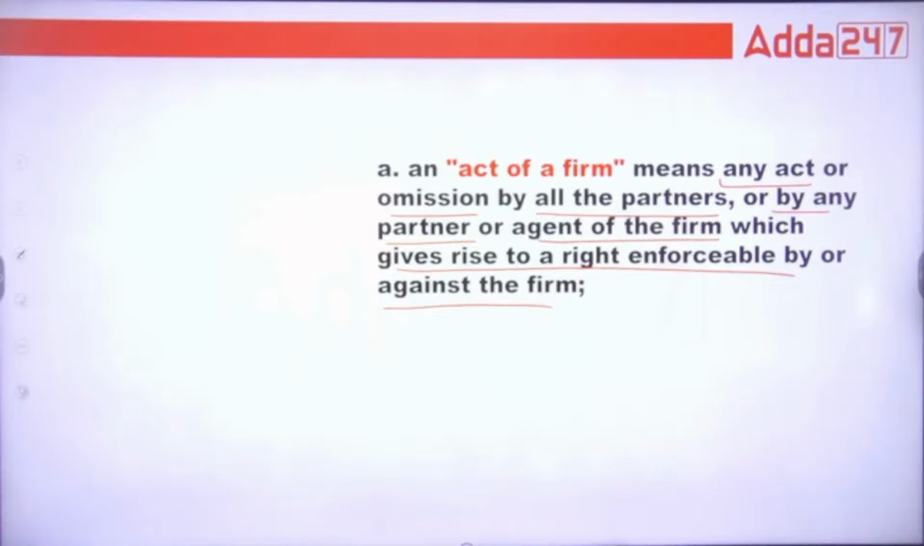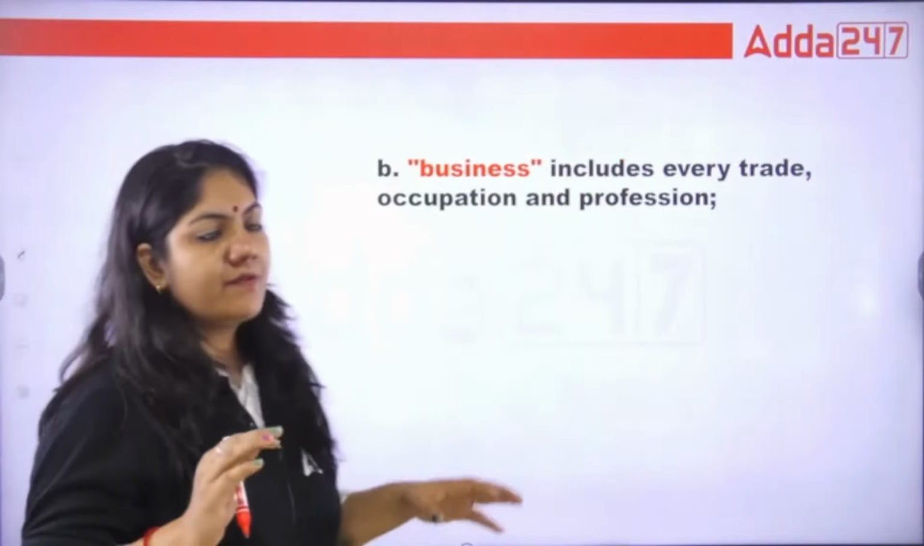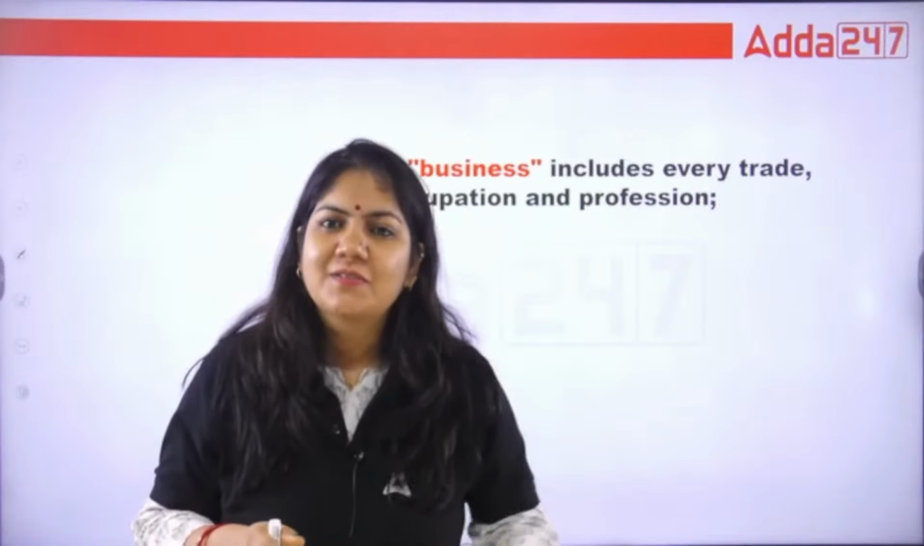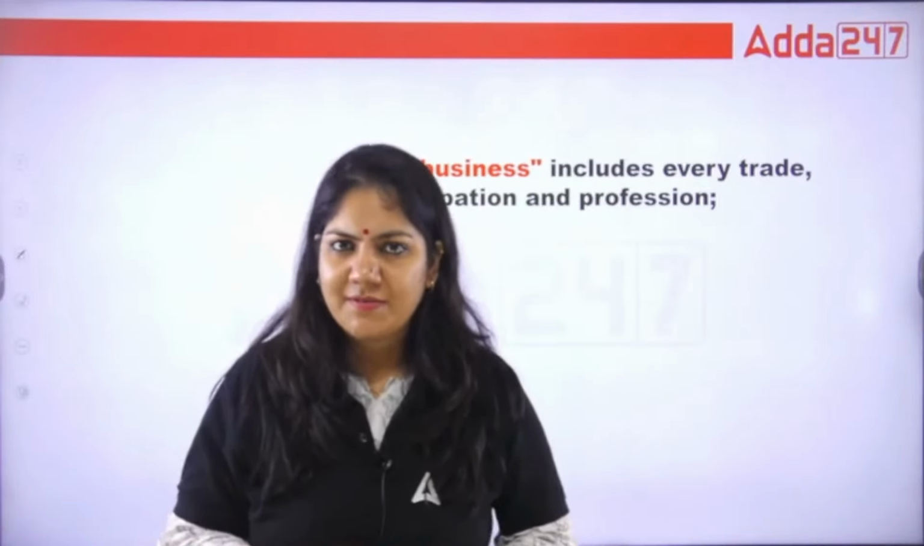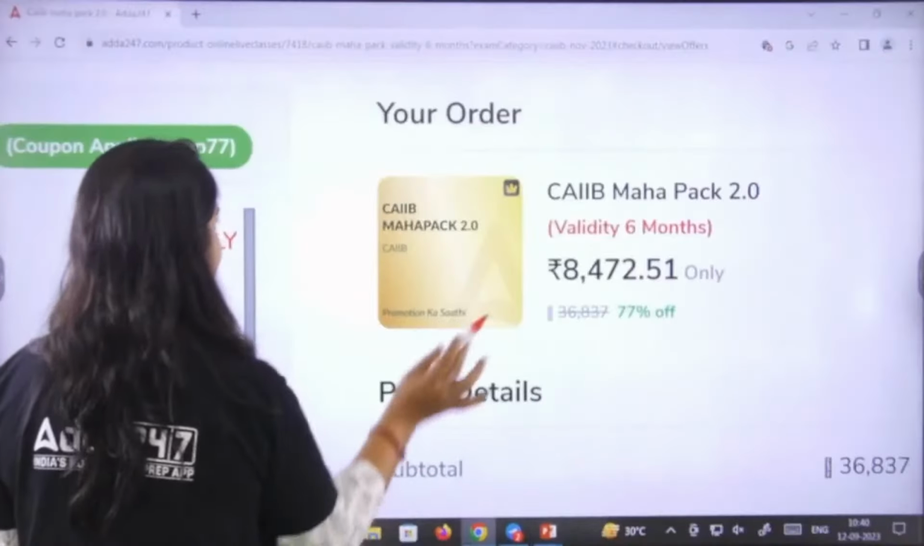Done class? This is called act of the firm. Now, what is business? See class, suppose McDonald's and Burger King, they both are partners. This is the reality. There are so many examples of partners. If I just show you more examples of partners, just a minute.